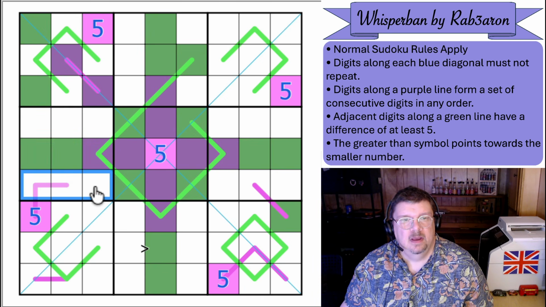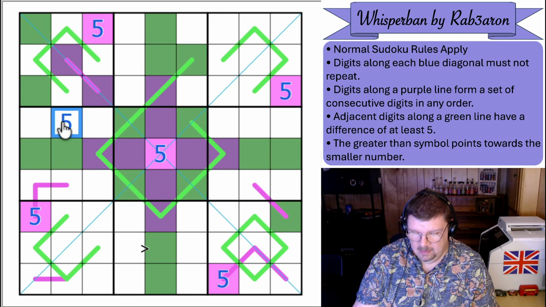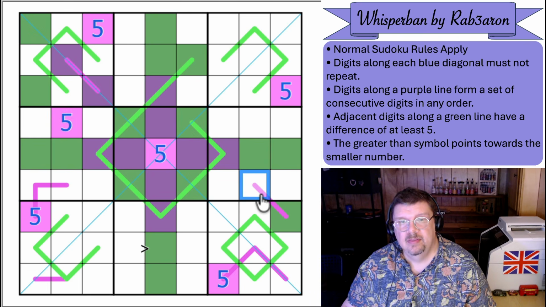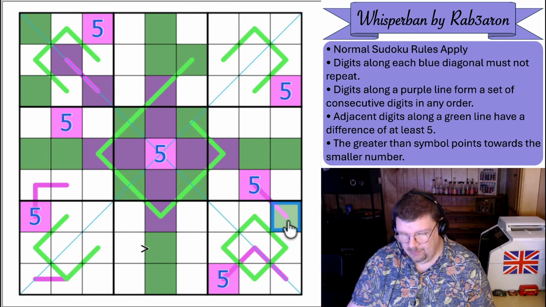Okay. None of those can be 5 because I can't repeat a 5 on the Rab3aron and I can't place a 5 here by Sudoku. So that means that this is a 5. Let's pinkify that. And now this has to be a 5. So this is either 4 or 6.